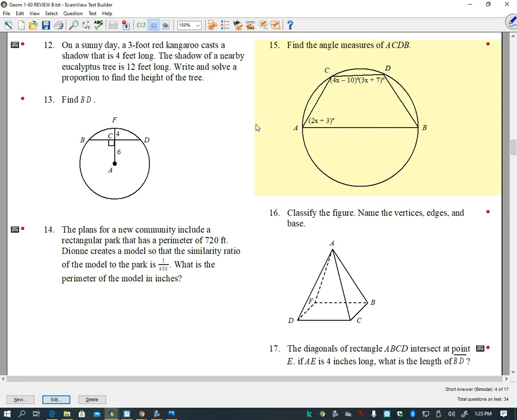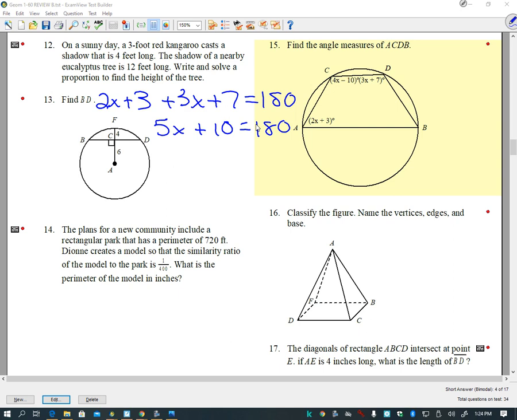Okay, so if I know the opposite angles in this case are supplementary, then I can start off with 2x plus 3 plus 3x plus 7 is equal to 180. That's going to give you 5x plus 10 is equal to 180. Subtract the 10, 5x equals 170. You should be able to solve for x by taking 170 divided by 5. Can you tell me what that comes out to? 34.